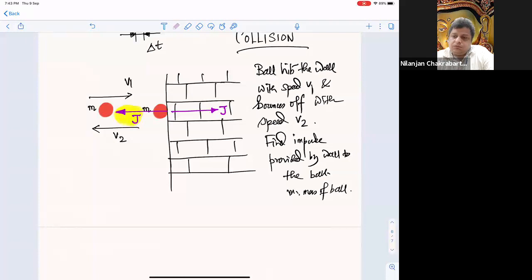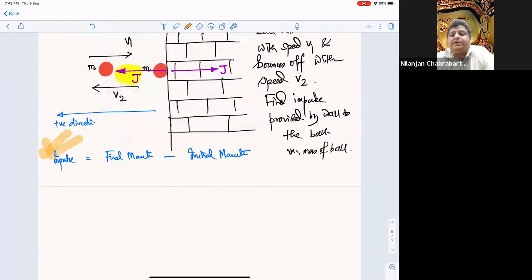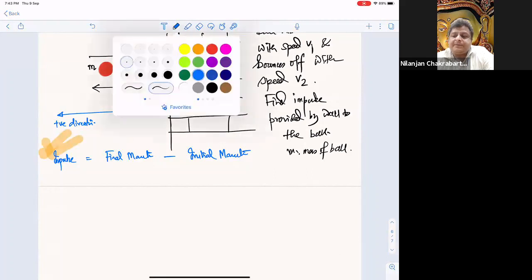So we will apply impulse equal to change in momentum. We take this as the positive direction. In any of these expressions, you have to choose a positive direction, and I will write this impulse equal to final momentum minus initial momentum. That is the impulse equation. Impulse equal to change in momentum. We'll apply this many times.